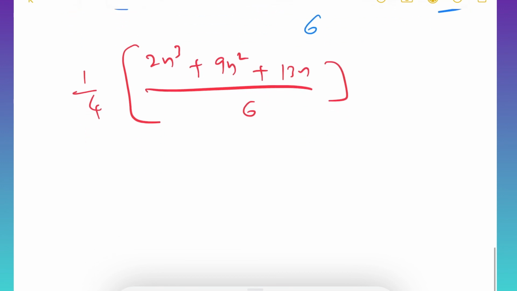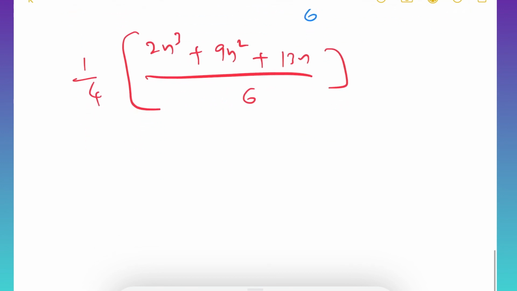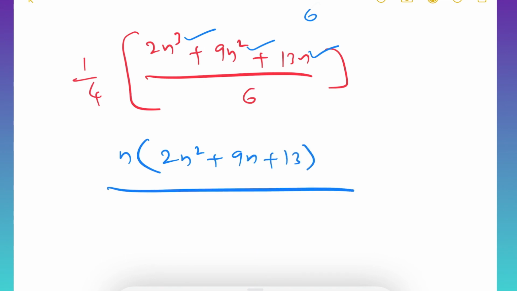So now in this n is there, in this also n is there, in this also n is there, so I will take out n common. Then if I take out n common, we remain with (2n square plus 9n plus 13) whole divided by, here in the denominator, 4 times 6 is 24. Hence proved. This is exactly what he is asking us to prove, so we got it.